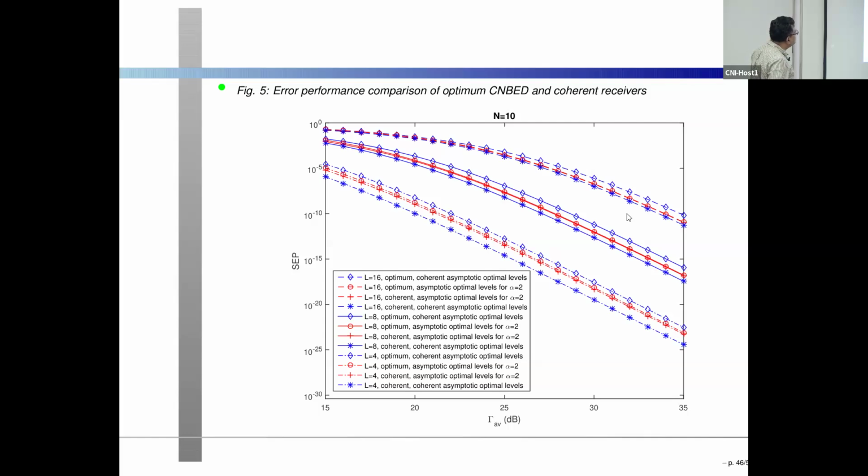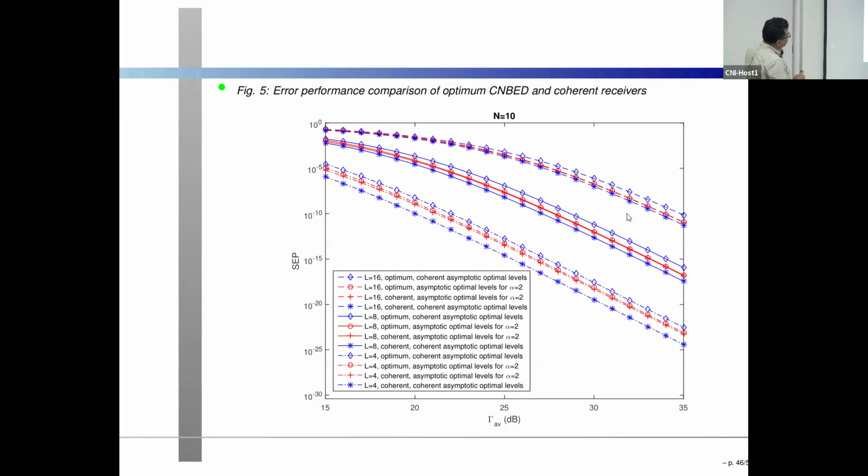And then three types of levels are considered. One is coherent asymptotic optimal levels, then the asymptotic optimal levels. These are asymptotic optimal levels used for coherent detection, and this is the asymptotic optimal levels, and this is the optimum receiver, and this is the coherent receiver. So it is just comparing the optimum receiver with the coherent receiver. That's all. It is basically close. That's all I am showing, nothing else.